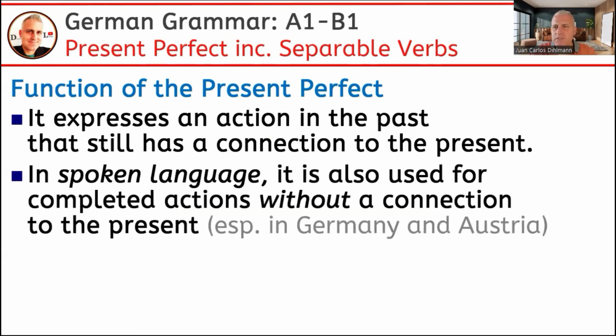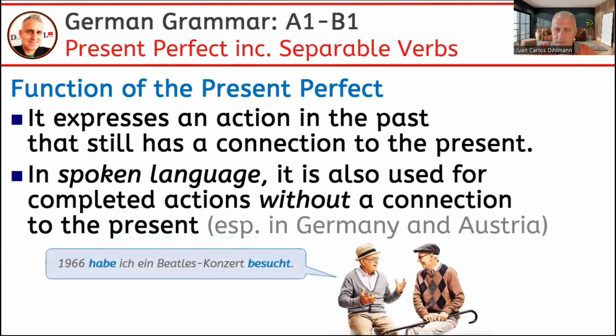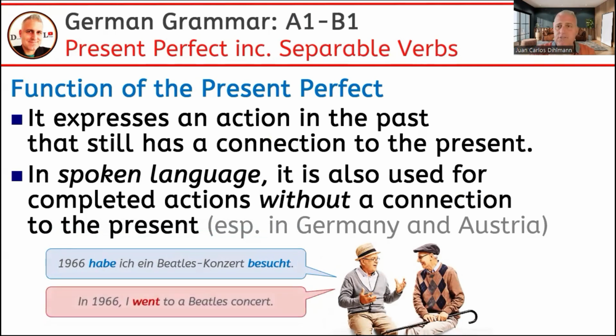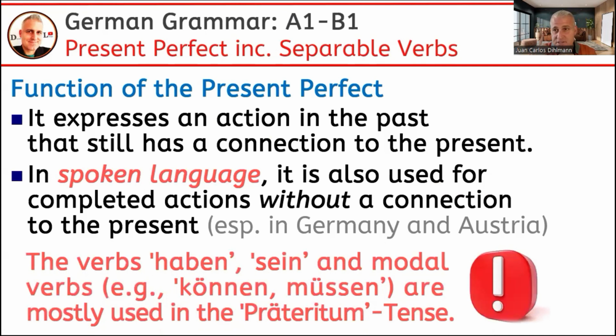But in spoken language, the present perfect is also used for completed actions without a connection to the present, especially in Germany and Austria. So in Germany, an old man could say, 1966 habe ich ein Beatles-Konzert besucht. In English, you would use a simple past in this sentence. In 1966, I went to a Beatles concert. But please remember, the verbs haben, sein, and modal verbs, for example, können or müssen, are mostly used in the Präteritum tense, also in spoken language.